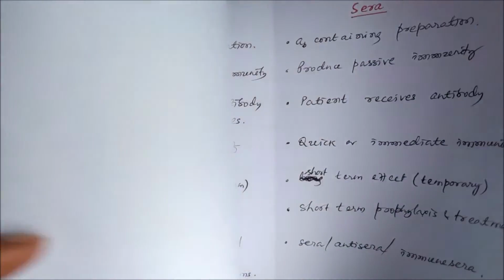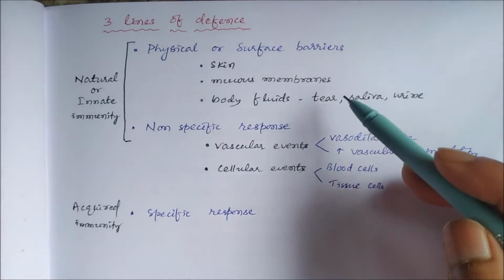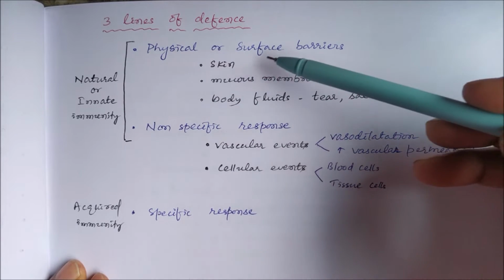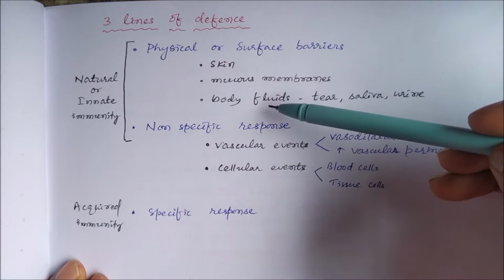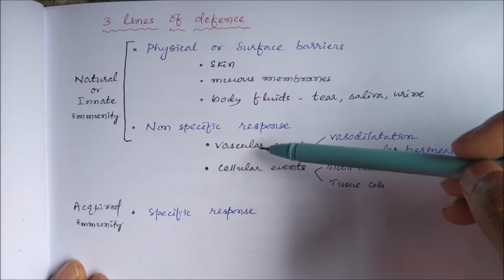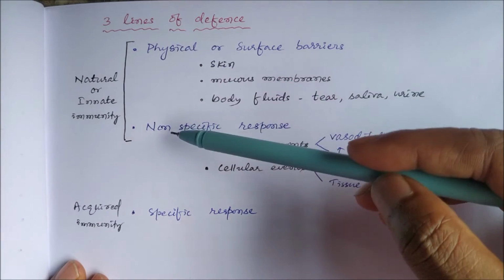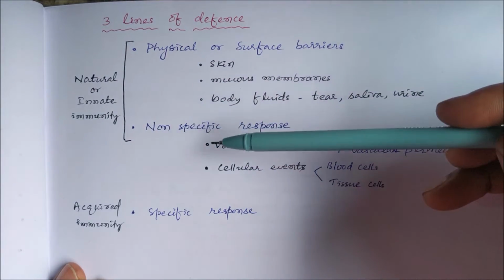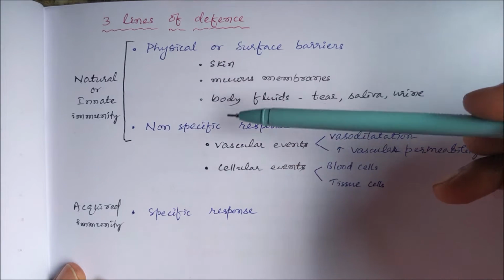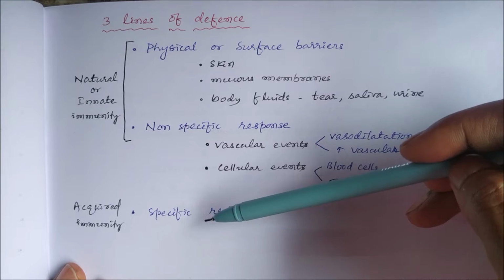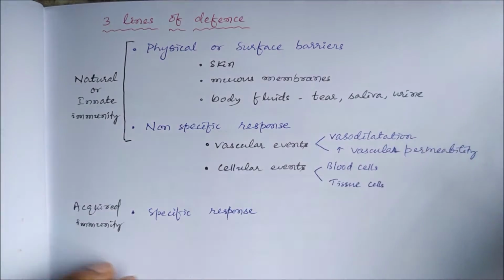And there are three lines of defense. The first line is the physical or surface barrier, including skin, mucous membrane, and body fluids. The second line is the non-specific response, including vascular events and cellular events. These together provide us the natural or innate immunity. Then, when this innate immunity is not sufficient, we develop the acquired immunity through specific response.